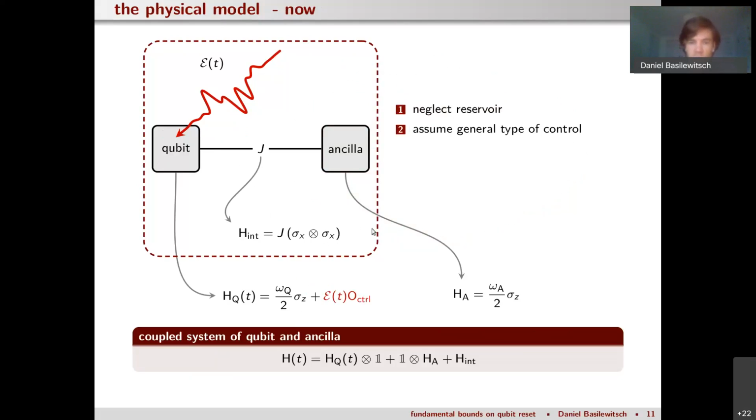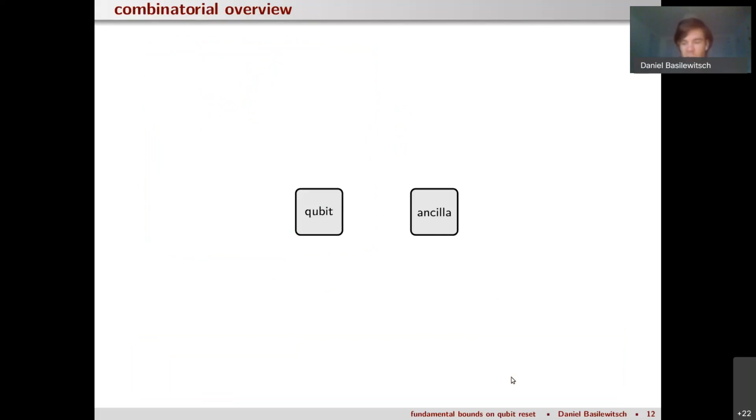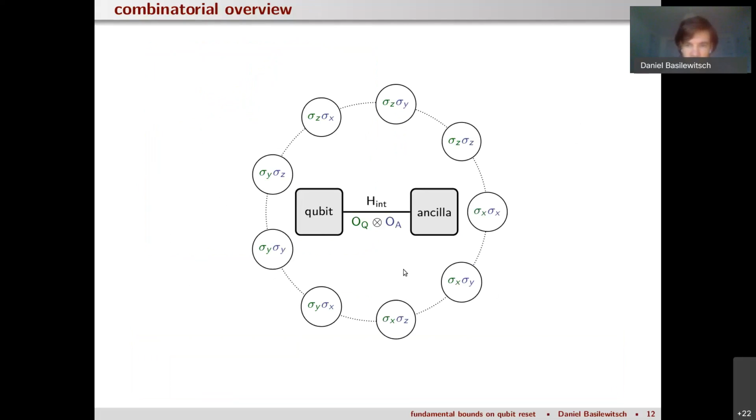Next, we assume a general type of control, so we exchange the sigma z type of control with some unspecified operator O control, and we also exchange the interaction with some general operators OQ times OA. And ask the question, is a reset possible for all combinations of those three operators? And also, what is the reset strategy if yes? How do the strategy, the fidelity, or the time depend on those three parameters? And what we were interested in, I will show you in this kind of overview picture. So we considered 9 different interactions: sigma x sigma x, sigma x sigma y, and so on and so forth.